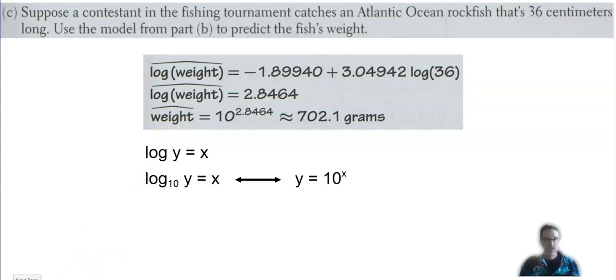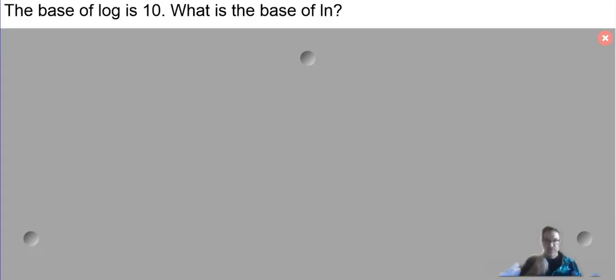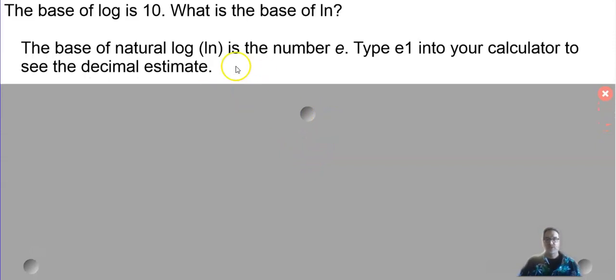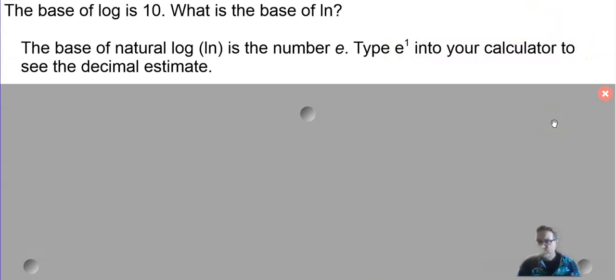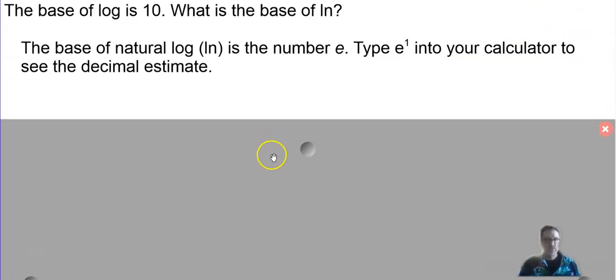So remember, you've got to remember your log rules. The base of log, if I just say log, we understand is 10. If I say natural log, ln, what is that base? The base of natural log, ln, logarithmique naturel, as the French say, is always the number e. If you want to know what e is, type e raised to the first power into your calculator to see the decimal estimate. It's like 2.7 something. It's pretty cool. I like e, it's one of my favorite numbers, even though I don't know what it is decimally.